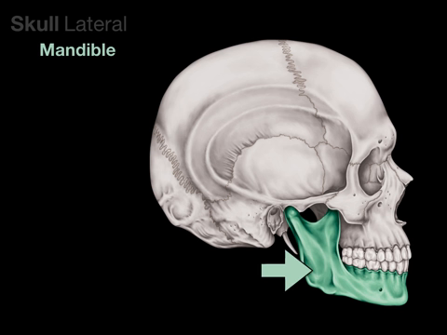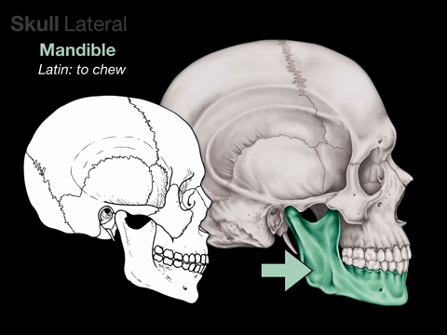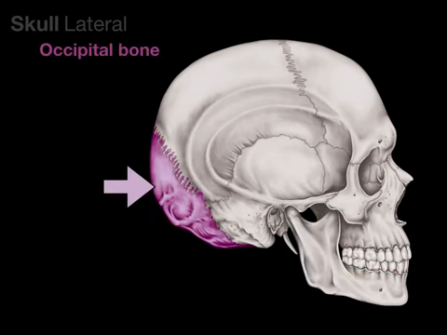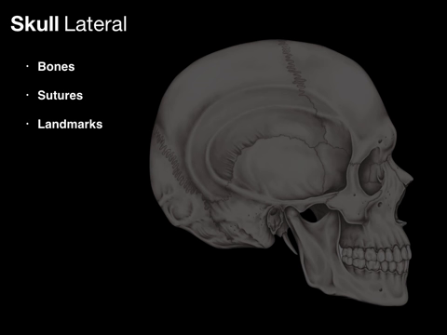And then there's our mandible. Now, the term mandible is Latin for to chew, and it gets that name because the mandible is responsible for this mastication movement of the jaw. And then there's our occipital bone, and the occipital bone is Latin for the back of the skull because occiput is the back of the skull. Now let's talk about the sutures from a lateral view.